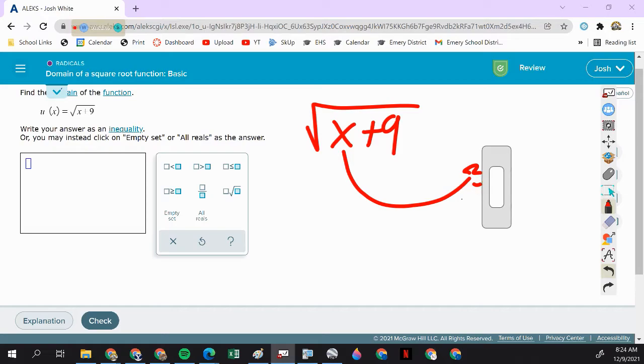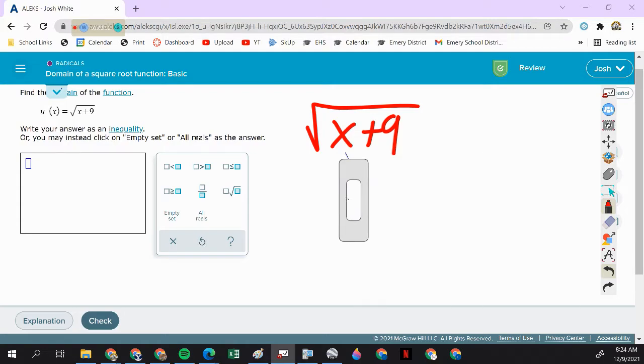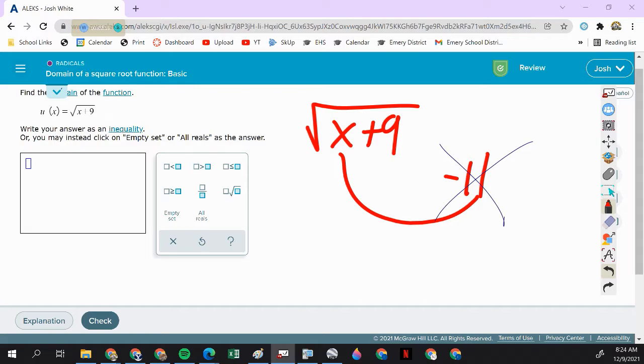Okay. What if I try to plug in negative 6? Negative 6 plus 9 is 3, and the square root of 3 is 1.6 something. I don't remember. But what if I try to plug in negative 11? Negative 11 plus 9 is negative 2. Can I take the square root of negative 2? Not using real numbers. So negative 11 is out. And this question is asking us to find the domain, which means tell me every single x I'm allowed to plug in.